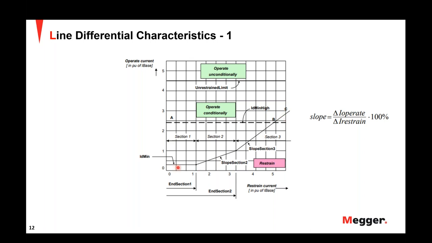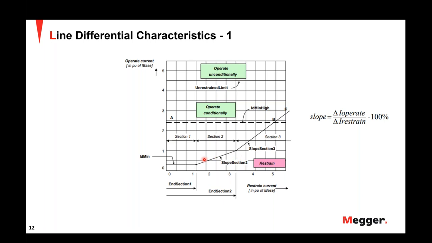So whatever you see underneath this characteristic would be the restraint region. Anything that you see above this would be the operate conditionally. You also have the third area, which is operate unconditionally. We'll talk about that. So the way this is designed is that you would want to give a little bit of leeway for a protection scheme so that it doesn't trip on very minimal measurement errors or CT errors or things like that.